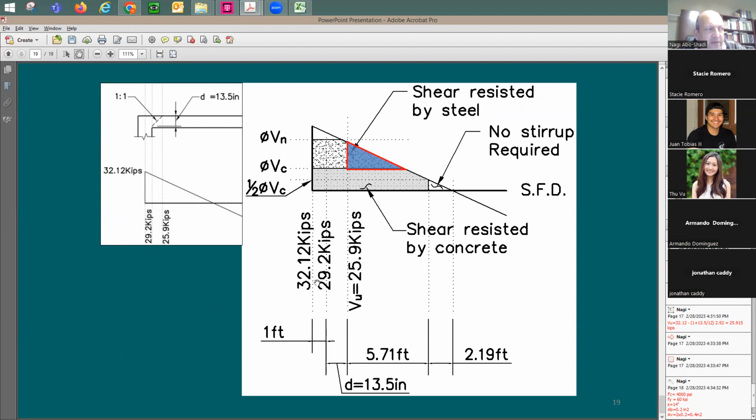This is going to be the reaction. You remember the reaction? If I may take you back here. Yeah, here we go. This is going to be the reaction. This is going to be the critical section for shear. This is going to be your demand, right?